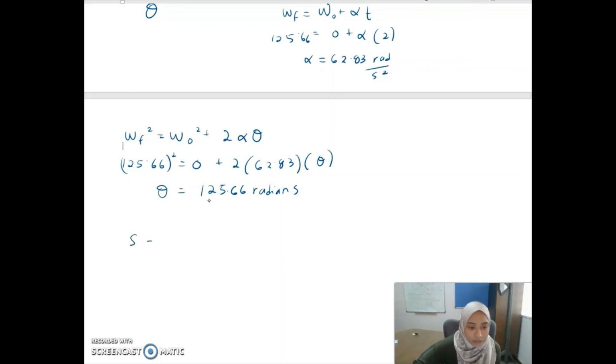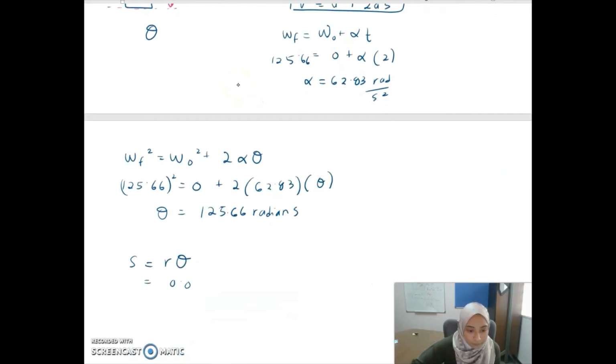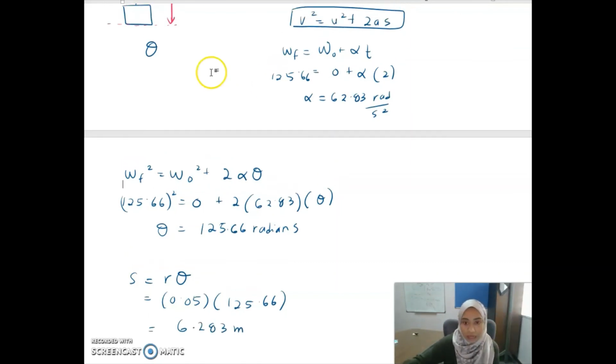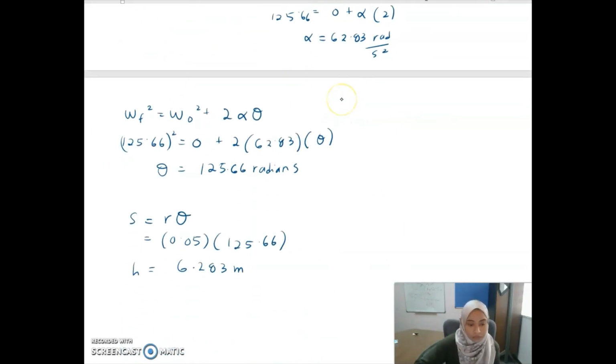Okay, so I need to convert that. So s equals r theta. My r is, what is the radius? It's 0.05 times theta, 125.66. So 0.05 times that gives me a height of 6.283 meters. So the height that the box was lifted is 6.28 meters. That's your final answer. That is h. Okay, so that is it.